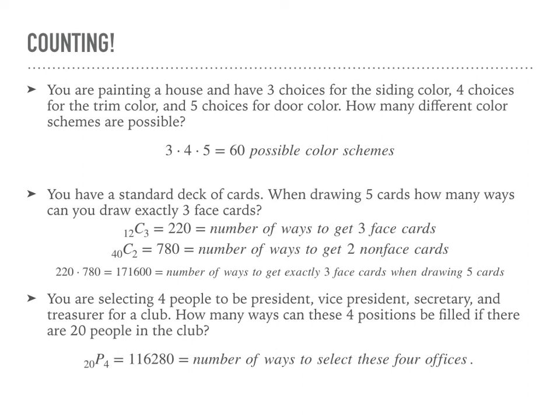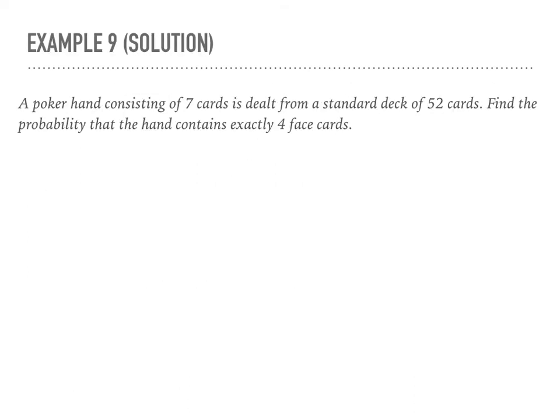Now, we can use these counting rules in conjunction with our probability rules to find probabilities when it's hard to count the number of ways that an event could occur. A poker hand consisting of 7 cards is dealt from a standard deck of 52 cards. Find the probability that the hand contains exactly 4 face cards. Well, now we're drawing 7 cards. We need 4 face cards. So there's 12 face cards, we want 4 of them, so we'd have a combination there. There's 40 non-face cards, we want 3 of them, another combination there.